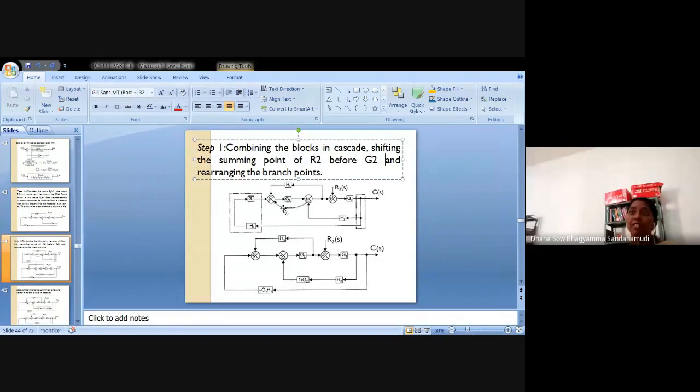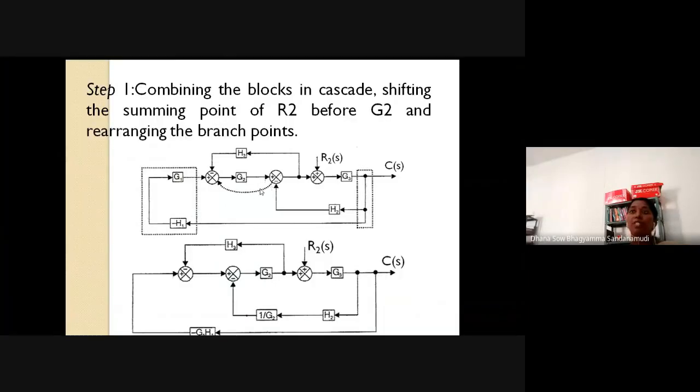When I shift this summing point ahead of G2, 1 by G2 will come in its negative path. So what is the feedback element that is connected to this summing point? That is H2. So in series to H2, 1 by G2 is introduced. One rule in block diagram reduction is that all the summing points should be moved towards the left and all the branch points should be moved towards the right. So that rule we are following here.